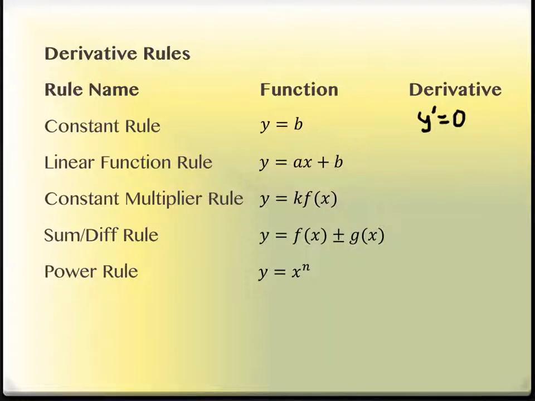Okay, Allison, you're going to fill in the first one for us. Well, I filled in the very first one, the constant multiplier rule. The next one's a linear function rule. Okay, so we have the linear function, something like y equals ax plus b.